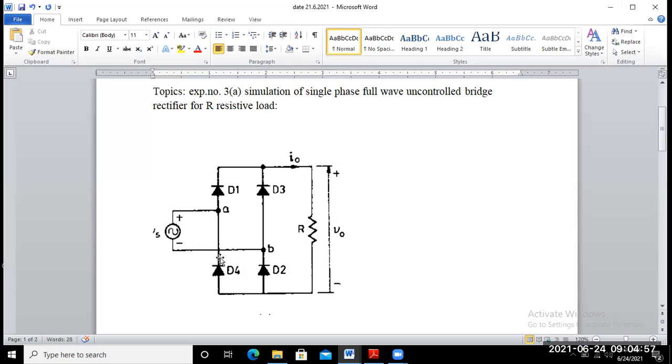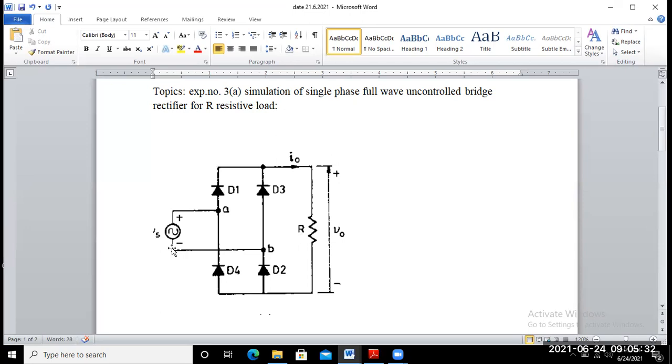Similarly, during the negative half cycle, the current path will flow through D3 and D4. So the output voltage during the negative half cycle, that means pi to 2 pi, you will get the path conduction of the diodes D3 and D4. Just try to see the output voltage waveform and the input voltage waveform.